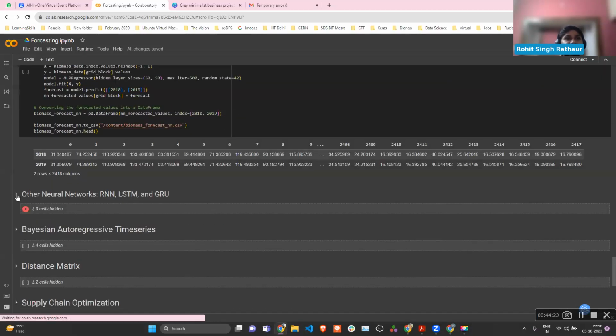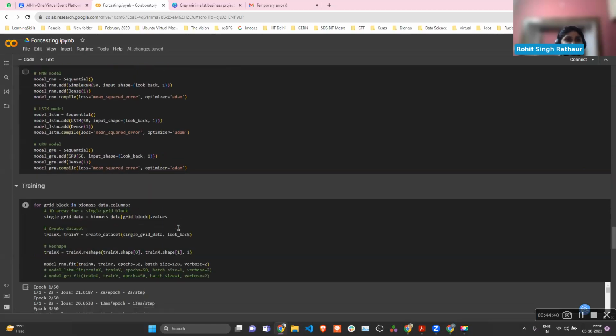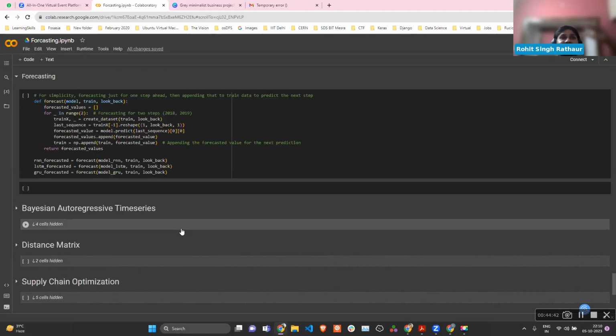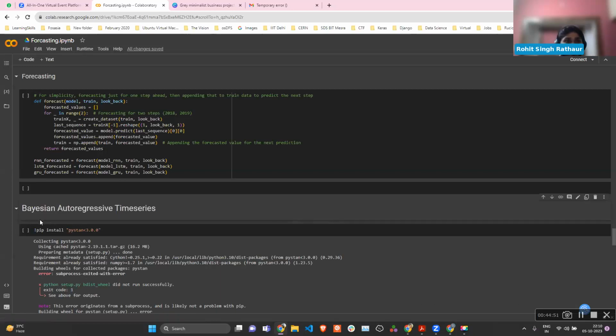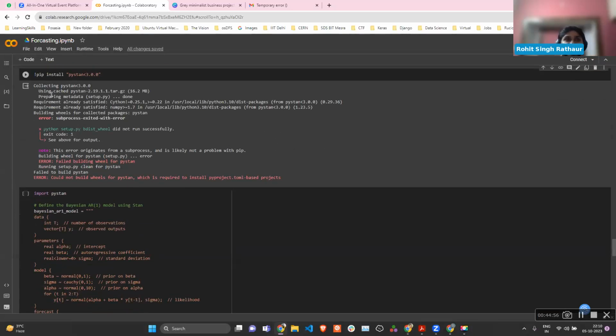I also tried some other neural networks: RNN, LSTM and GRU. These are very well-known algorithms for time series problems. And then finally, I thought I should try a Bayesian approach, so I experimented with a Bayesian autoregressive time series. In the Colab I am showing this just for demonstration purposes.